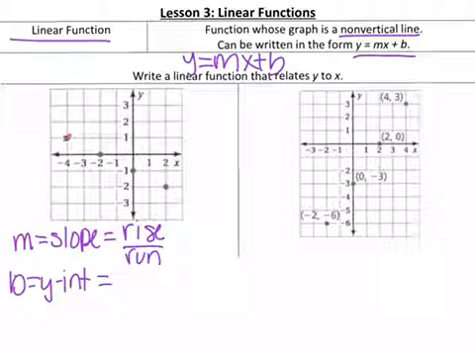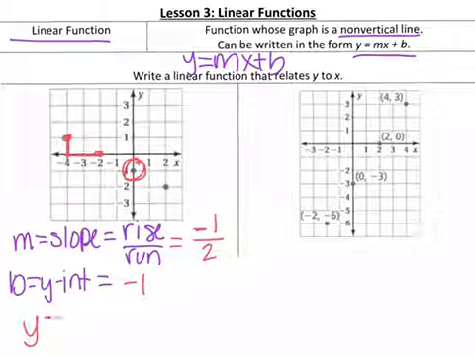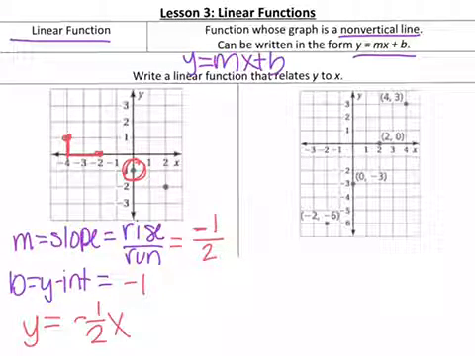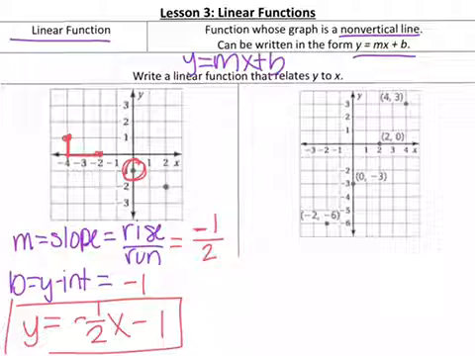To find your slope, you find 2 points on your graph, and you have your rise, which is actually a -1, and your run is a 2. So your slope is actually -1/2, and our y-intercept is where it crosses the y-axis, and that's at -1. So our linear function is when we just plug it in. So y equals our m, or our slope, is -1/2 x, and then b is our -1. It's where it crosses the y-axis, and that is your linear function.